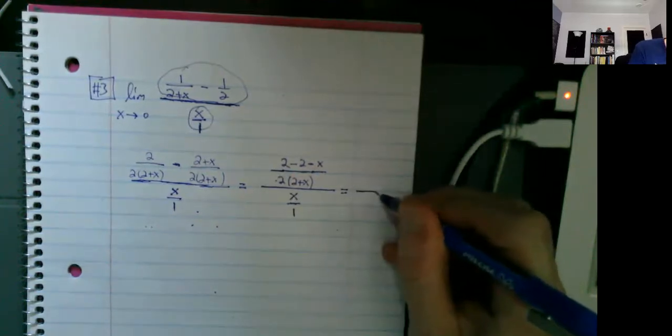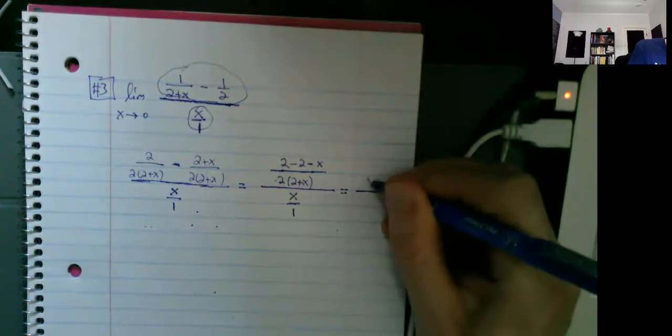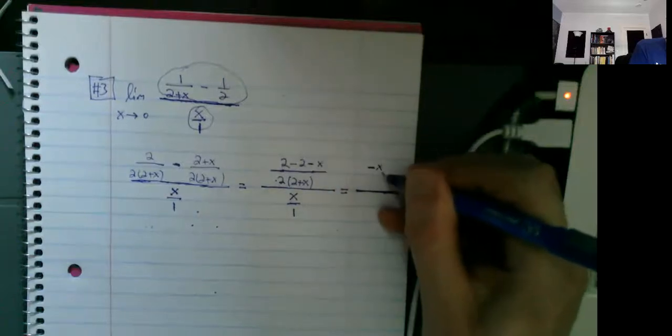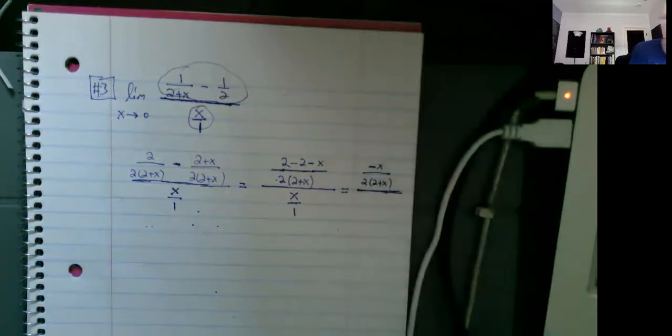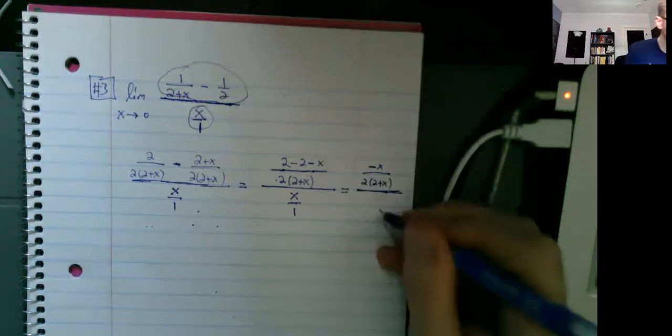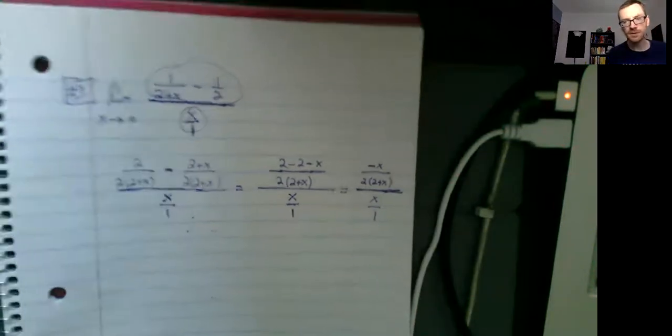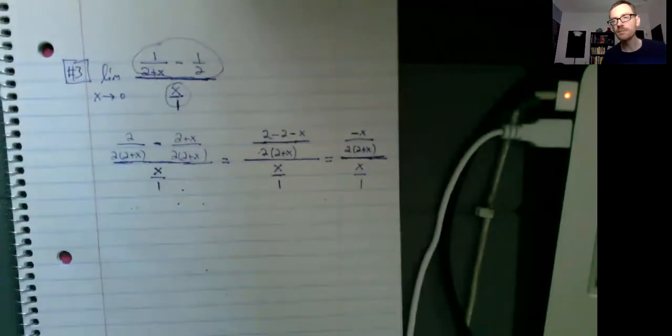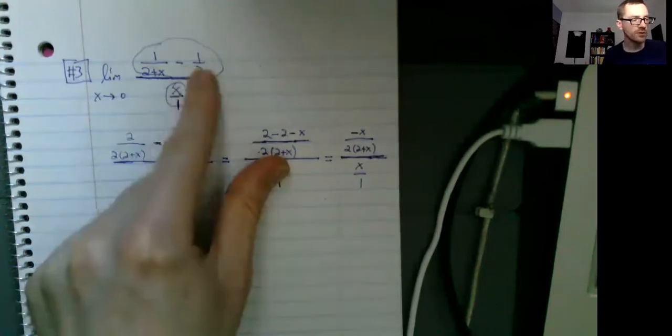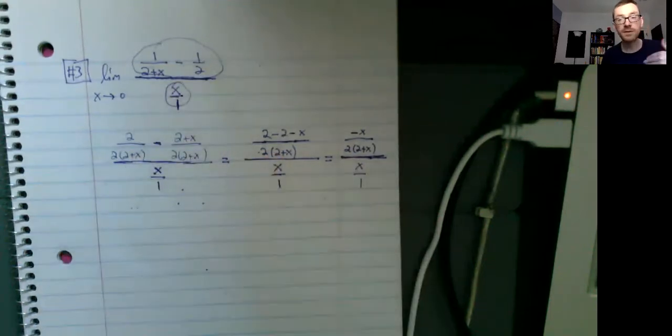Obviously, the 2 minus 2 can just be canceled. So here's my big fraction bar. In the numerator, I've just got negative x over 2 times (2 plus x). And then on the bottom, I've just got that x over 1. So now we've finally combined the entire numerator into a single fraction, right? This is kind of where you want to be.